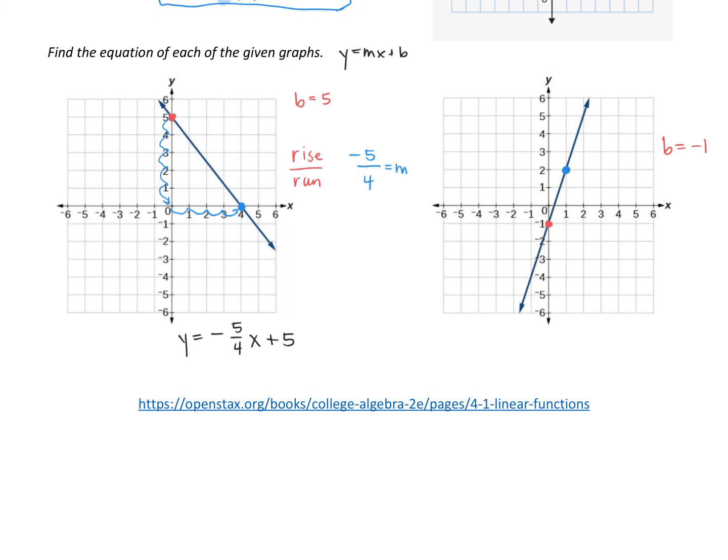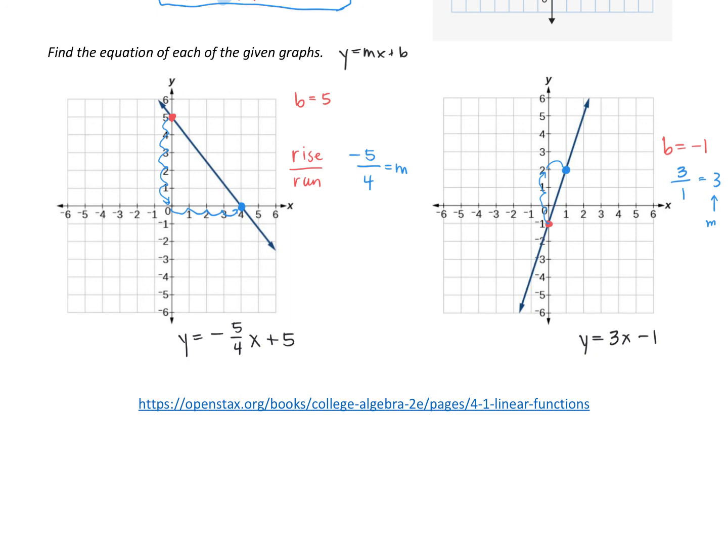So in order to get from the red to the blue, I need to go up 1, 2, 3 times. So that would be up 3, so it's a +3. And then I need to move to the right 1 time. Right is positive. So that would be 3/1. This reduces to 3. So our slope is 3. So I can write the equation of the line. y equals 3x minus 1, since the b is -1.